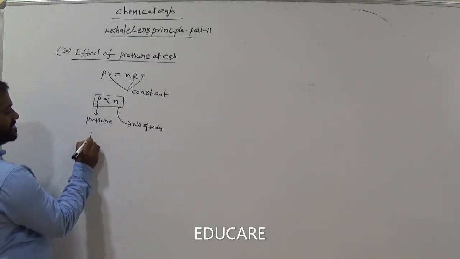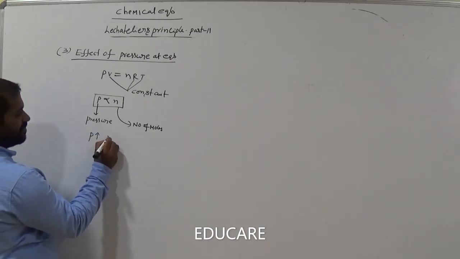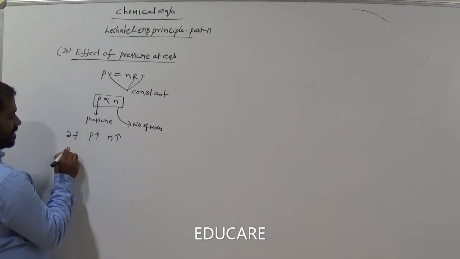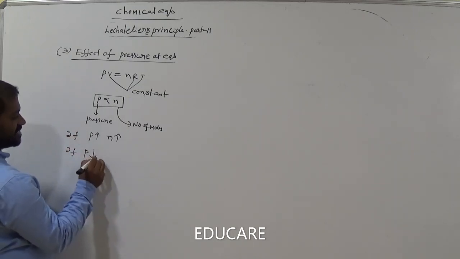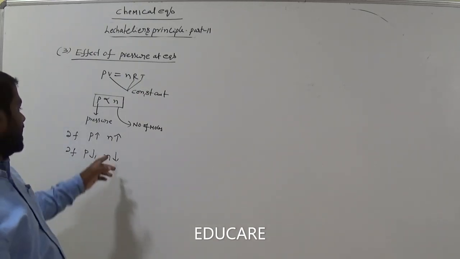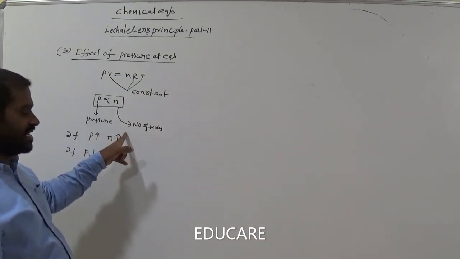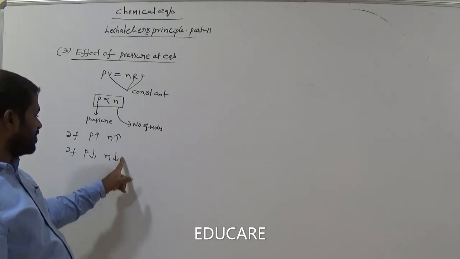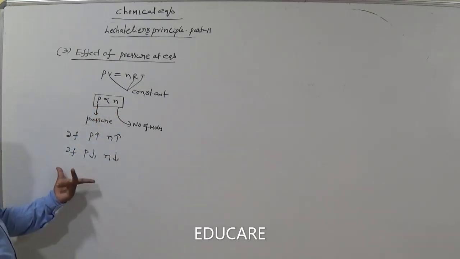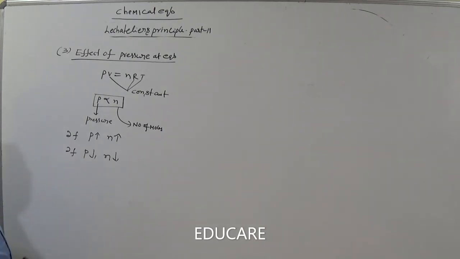That means if pressure increases, the number of moles also increases. If pressure decreases, the number of moles also decreases. Why? Because it is a directly proportional relation. Remember this. So now, what is the effect of pressure at equilibrium?